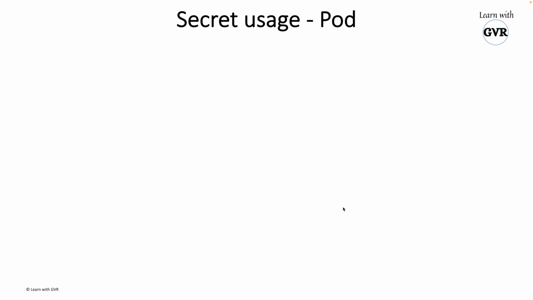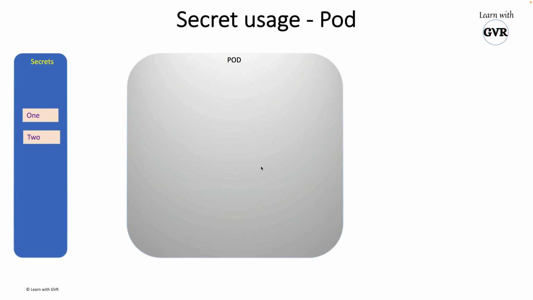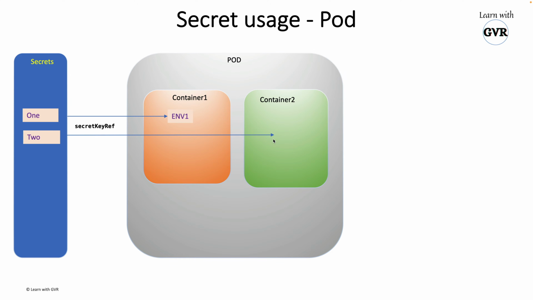Now secret usage. Say a pod wants to use a secret, which is in the CKA syllabus, CKS, EKS, how will we use it? Let's say in Kubernetes there are secrets. Let's say secret 1 and secret 2 I have created, right? With kubectl create secret generic, something like that. And there is a pod, and this pod has 2 containers, container 1 and container 2. I want to use secret 1 in this container and secret 2 in this container as an environment variable.